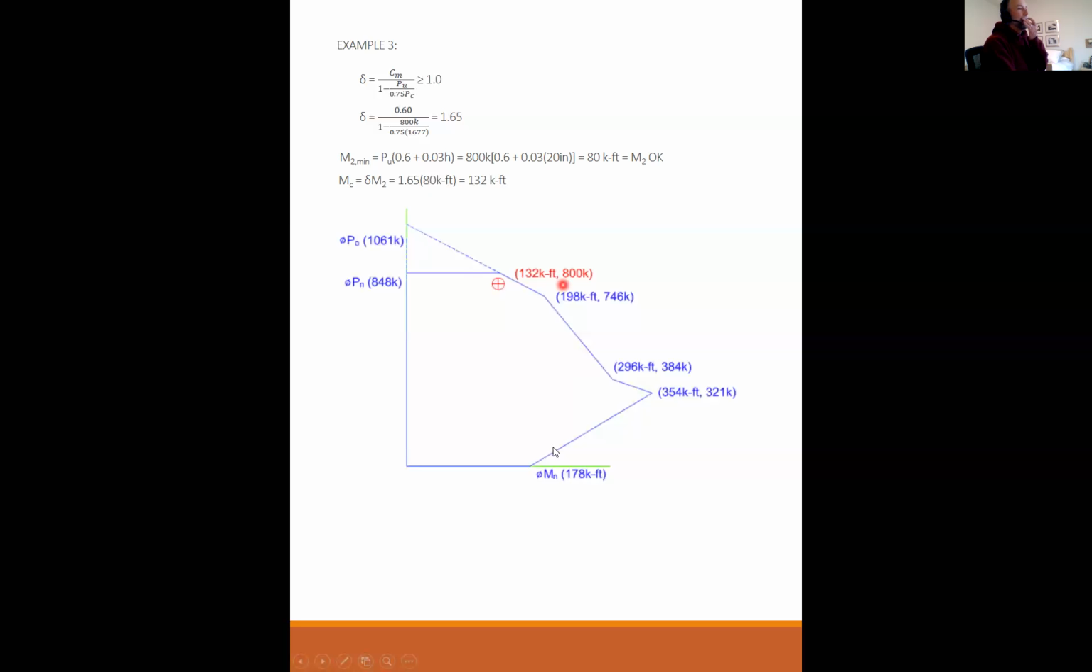Okay, so here's my interaction diagram that I had created. And I plotted my amplified moment and axial load right in there. So does this column work or does this column not work?